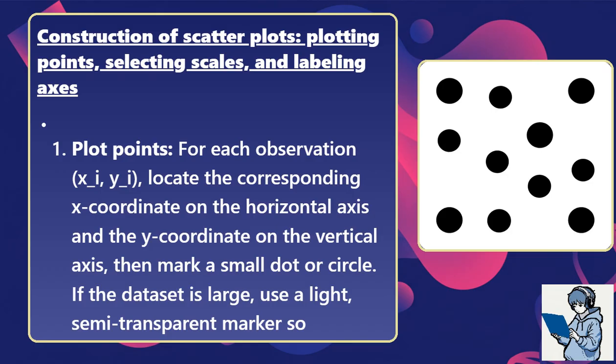Step 4. Plot points. For each observation x sub i, y sub i, locate the corresponding x-coordinate on the horizontal axis and the y-coordinate on the vertical axis, then mark a small dot or circle. If the dataset is large, use a light semi-transparent marker so overlapping points become darker.